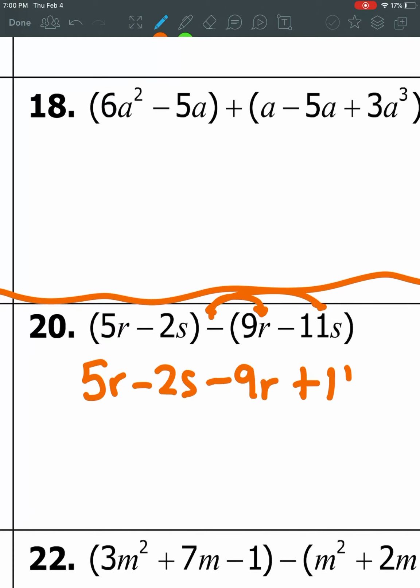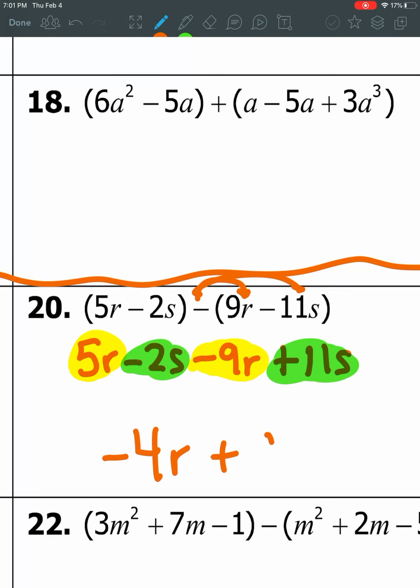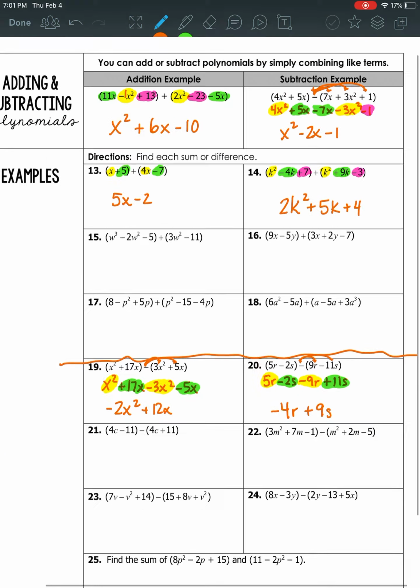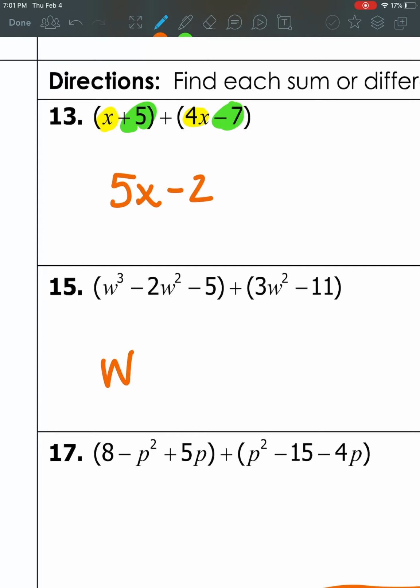And one more before we do anything. Distribute that minus sign. Now here, a negative times a negative, it will switch to positive or plus 11s. And I'm going to go through alphabetically. The r should come first. So 5r minus 9r, we get negative 4r. And then we have negative 2s plus 11s. So that is positive 9s.